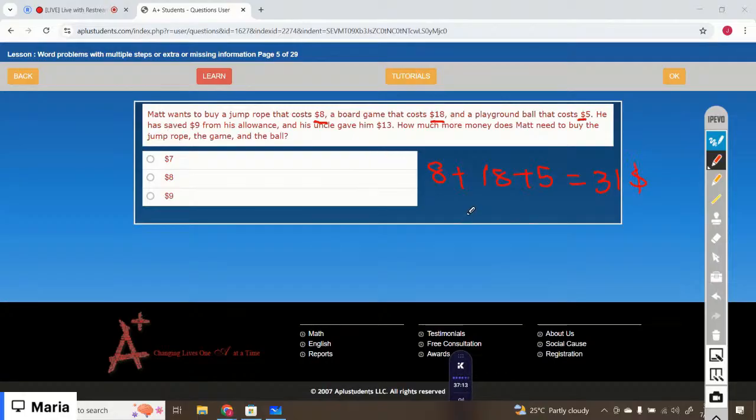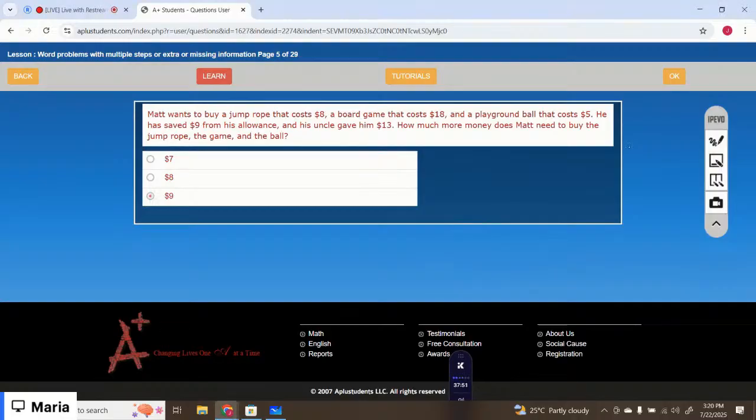He has saved $9 from his allowance and his uncle gave him 13. That is $22, right? So 31 minus 22 is $9. So that means he needs 9 more dollars, right? Option number two is the correct option. That is $9.